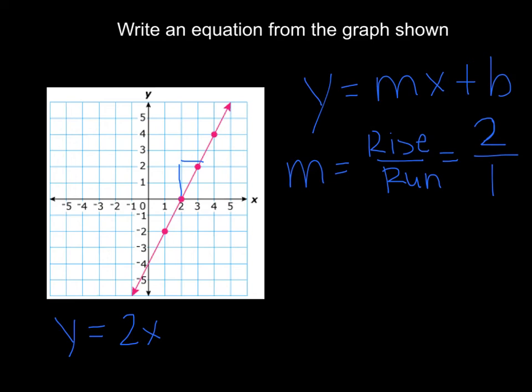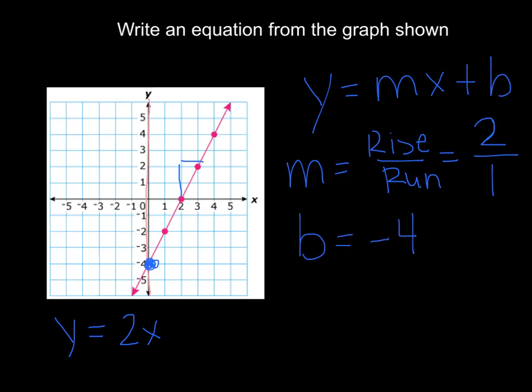Now I need to find the b. The b is my y-intercept. It's where the line crosses the y-axis. So first of all, the y-axis is right here, and I want to see where this line crosses it. Well, the line crosses it right here at this point. The point on the graph is negative 4. So b is equal to negative 4.